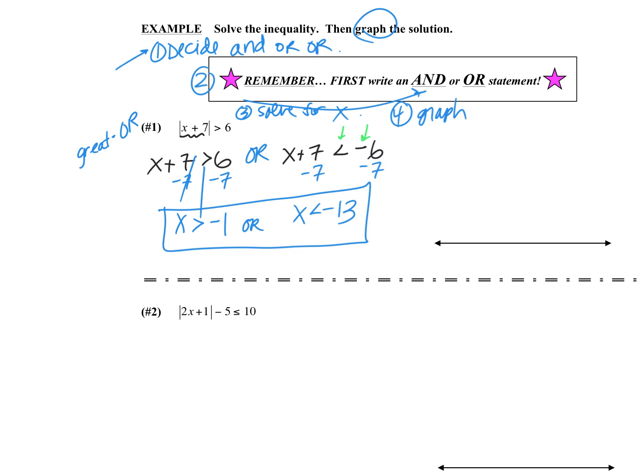Just like before, we have to have that and or that or. And then we're going to put those numbers on my number line. So careful, both of these numbers are negative. Which one's smaller?